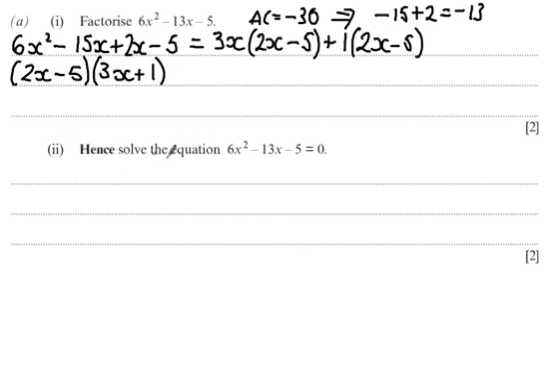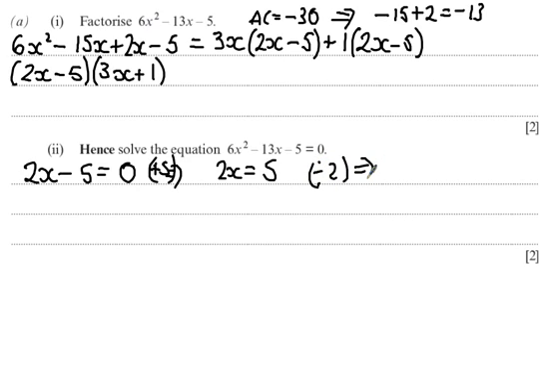So hence, solve the equation 6x squared minus 13x minus 5 equals 0. I can now say that 2x minus 5 equals 0. So 2x equals 5. That's adding 5 to both sides. Dividing by 2 on both sides, I get x equals 5 over 2.